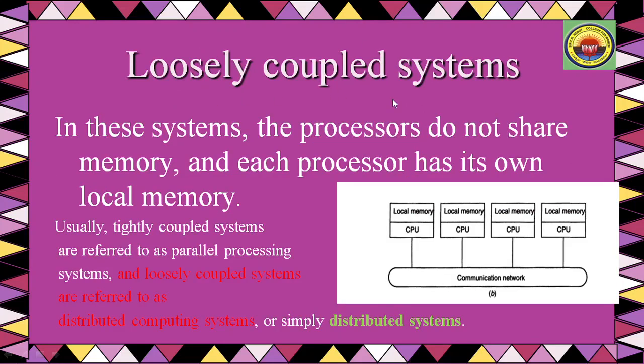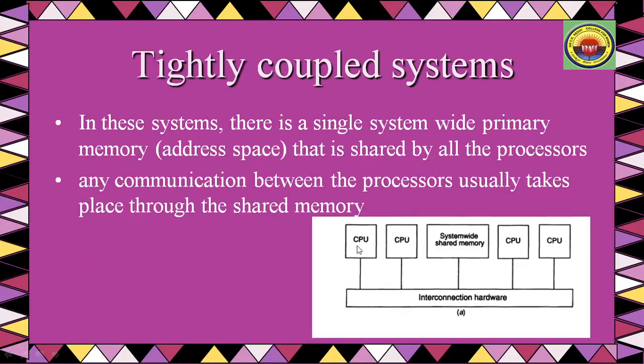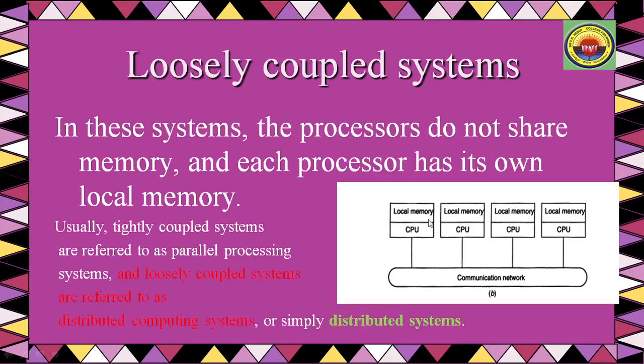Now, loosely coupled systems. In loosely coupled systems, every processor will have a local memory. In the previous one, we do not have local memory in the architecture. But here every processor has local memory, and they are connected via a communication network.